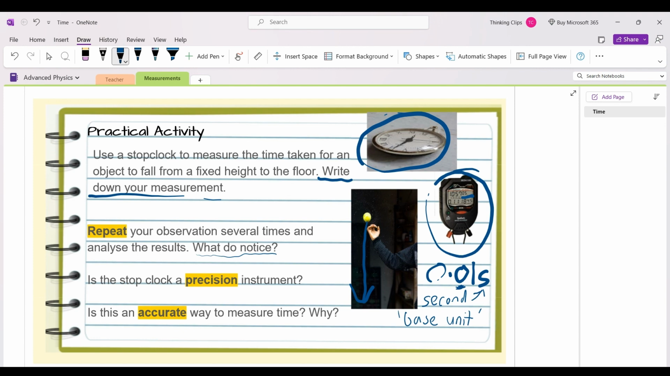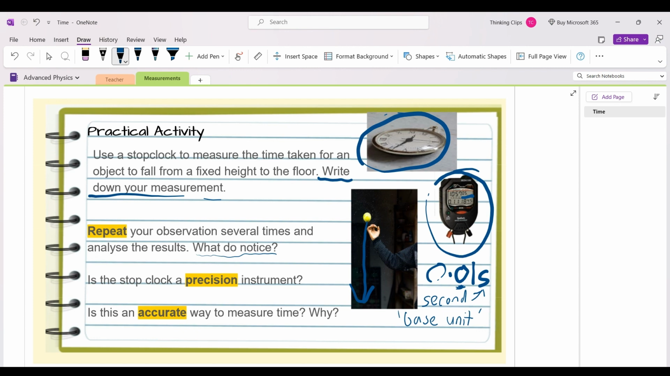So we could ask ourselves, is the stop clock we're using a precision instrument? Well, the answer is yes. It gives us a high resolution. 100th of a second is a very short period of time. And so it is a high precision instrument in many regards. But is it an accurate way to measure time? Well, the answer to that is, of course, no, because if you're getting different readings each time, and particularly they're not very close to each other, then we would say we have a low accuracy. So we define accuracy as how close we would be to the true reading, to the actual true result.